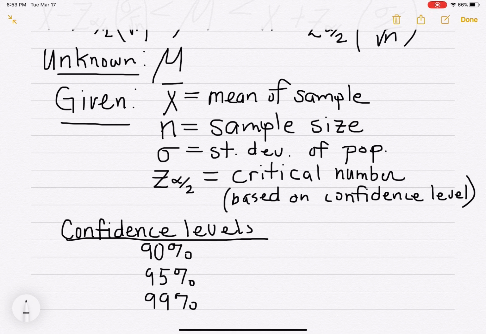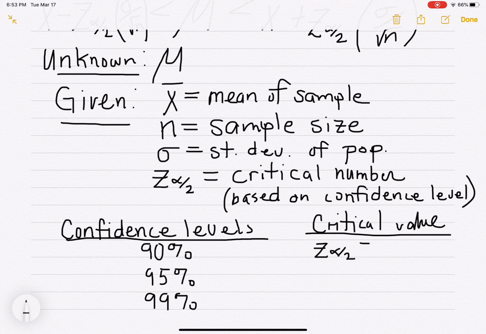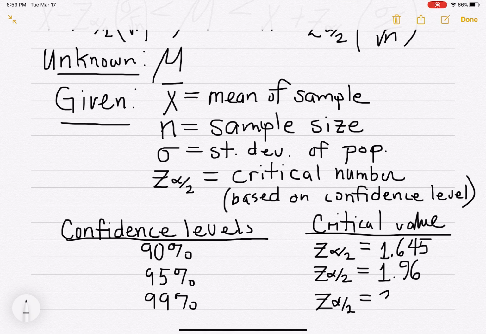And for each of these confidence levels, there's an associated critical value, or critical number, we could call it. So for the 90% confidence level, z alpha over 2 is going to be 1.645. And for the 95% confidence level, your critical number is going to be 1.96. And for your 99% confidence level, your critical number is going to be 2.575.